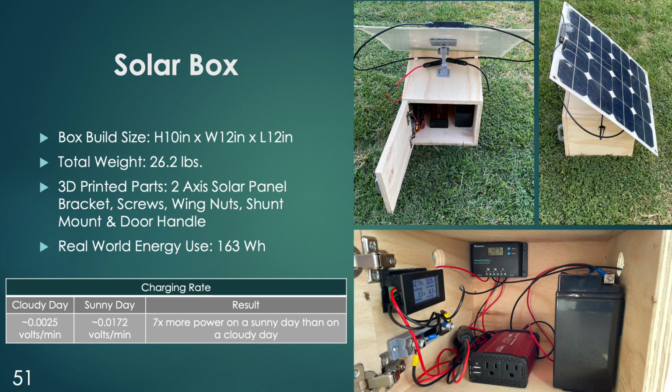When using the solar panel system, I was able to generate a total of 163 watt-hours in real-world energy usage, amounting to about 13 amp-hours. The table at the bottom is for the solar panel system charging rate. On a cloudy day, the system was able to generate 0.0025 volts per minute, and on a sunny day it was able to generate 0.0172 volts per minute. The result is that the solar panel system was able to produce 7 times more power on a sunny day than on a cloudy day.